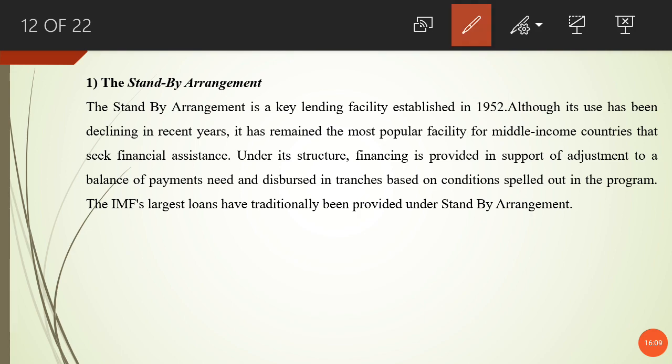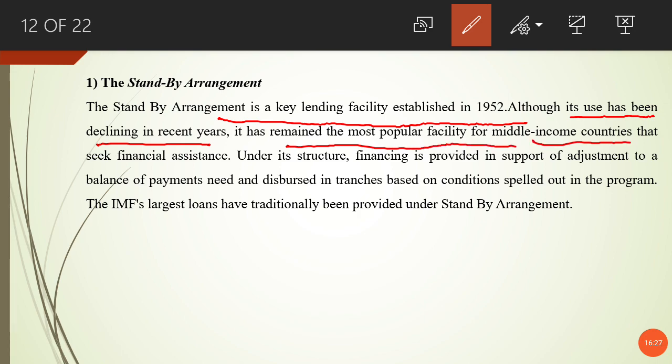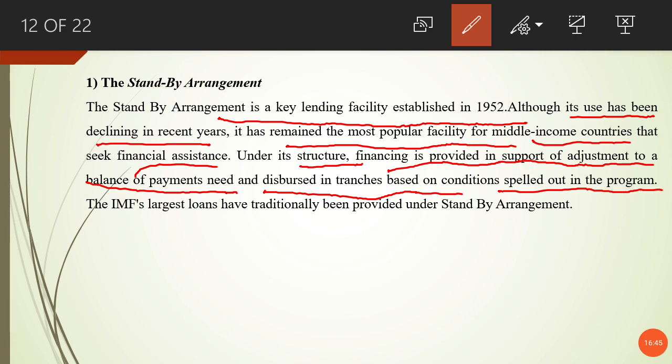1. The standby arrangement. The standby arrangement is a key lending facility established in 1952. Although its use has been declining in recent years, it has remained the most popular facility for middle-income countries that seek financial assistance. Under its structure, financing is provided in support of adjustment to a balance of payments need and disbursed in tranches based on conditions spelled out in the program.